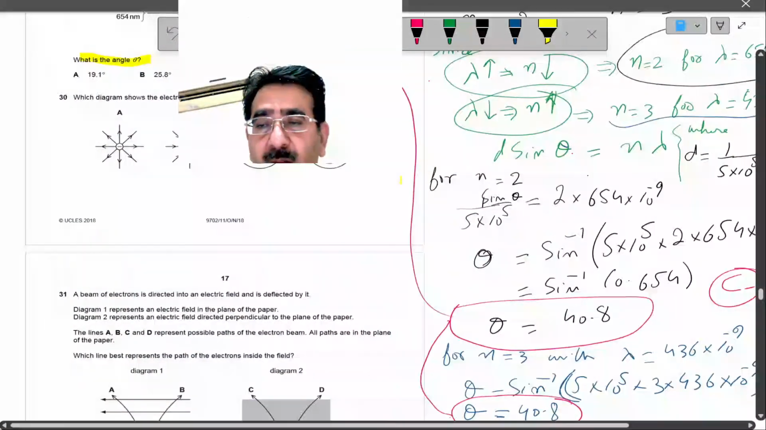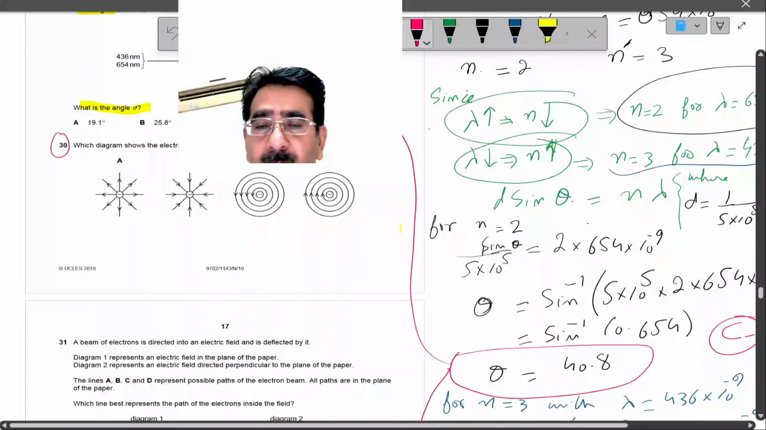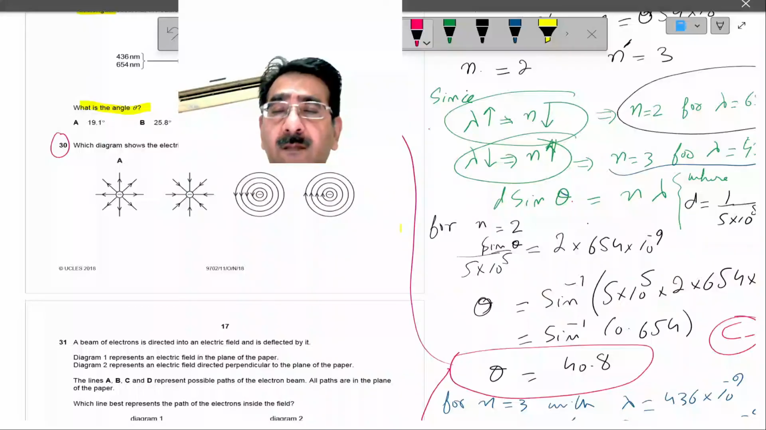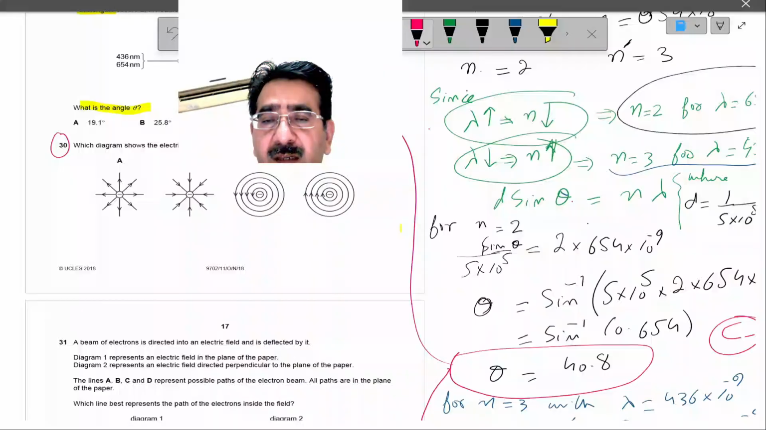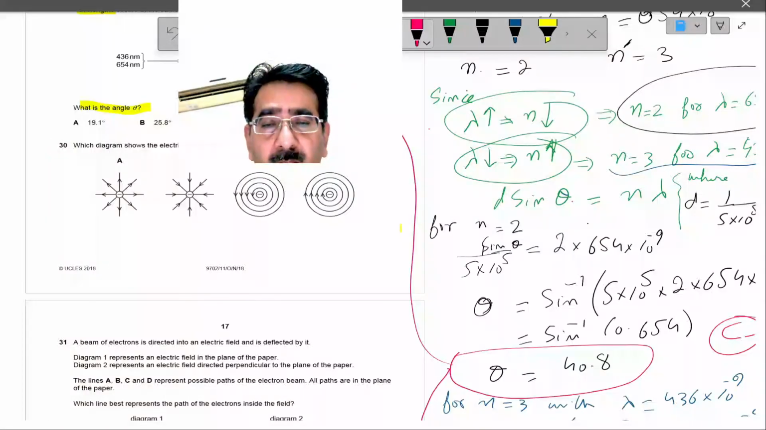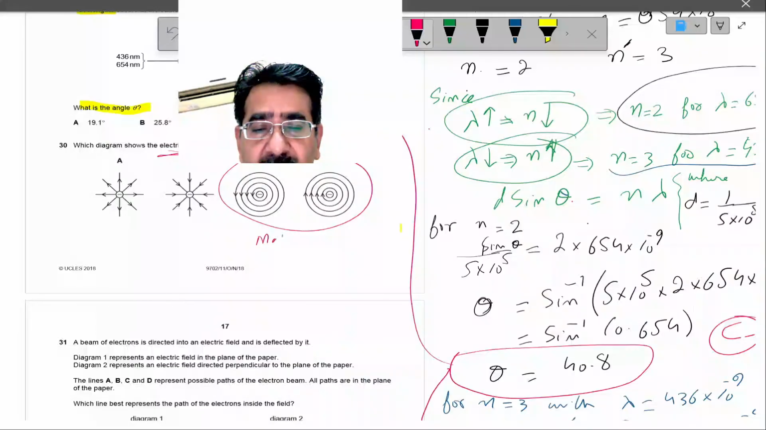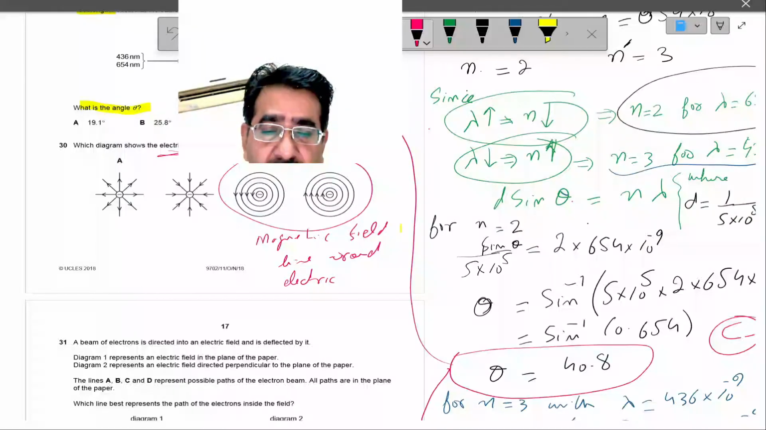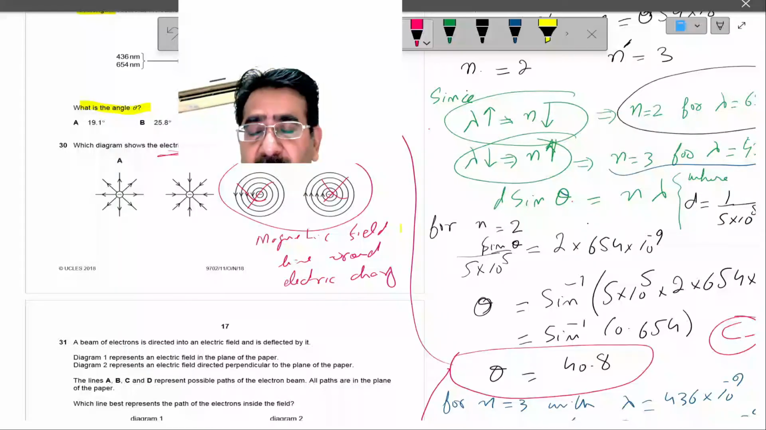Now move toward question number 30. Question number 30 asks which diagram shows the electric field lines surrounding an isolated negative point charge. These two are for magnetic field lines, so they are wrong, because we need the electric field surrounding the isolated negative point charge.